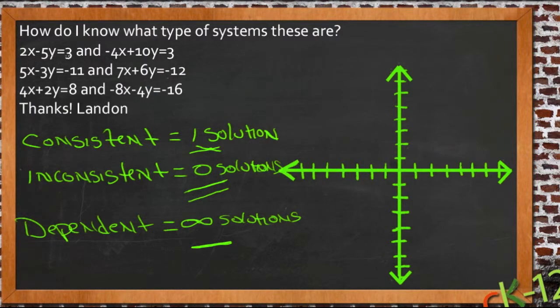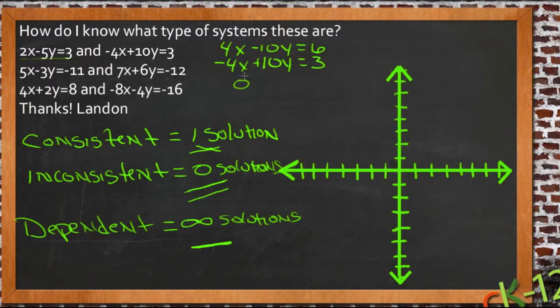We have 2x minus 5y equals 3 and negative 4x plus 10y equals 3. So let's see if we can solve this one really quickly. Let's do elimination. Let's take this first equation and multiply everything by 2 so that we can use elimination to solve this system. So that first one then becomes 4x minus 10y equals 6. And we have negative 4x plus 10y equals 3.